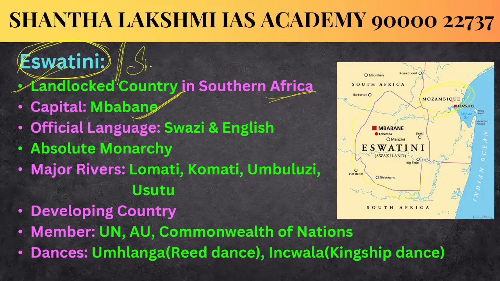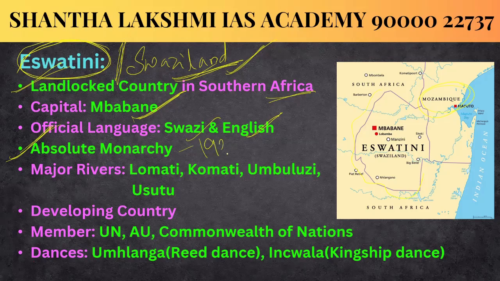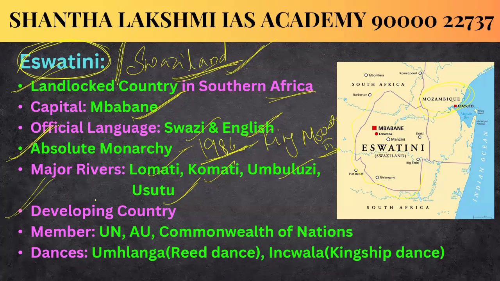Before Eswatini, this was known as Swaziland. This Eswatini was known by the name Swaziland initially, and its official languages are Swazi and English. One unique thing about Eswatini is that it has been ruled by an absolute monarch since 1986, King Mswati III. So this Eswatini is an absolute monarchy since 1986. And the major rivers of Eswatini include Lomati, Komati, Umbuluzi, and the Usutu. And it is also a developing country. It is a member of the United Nations, African Union, and the Commonwealth of Nations also. It also maintains a very good relationship and trade with the US.